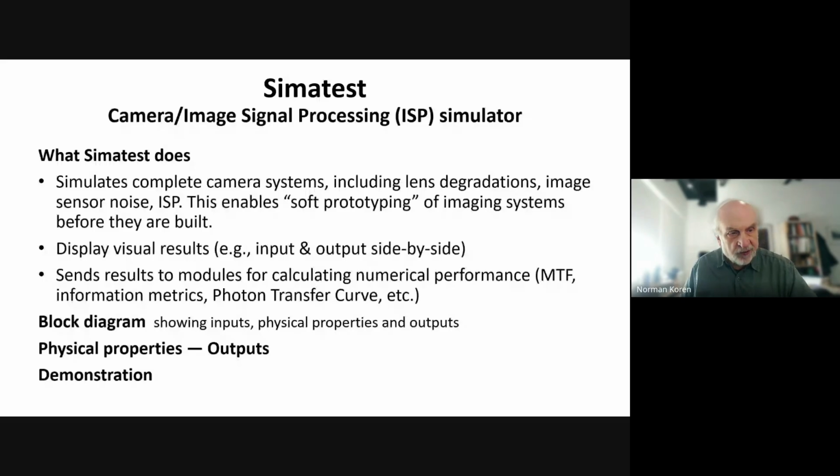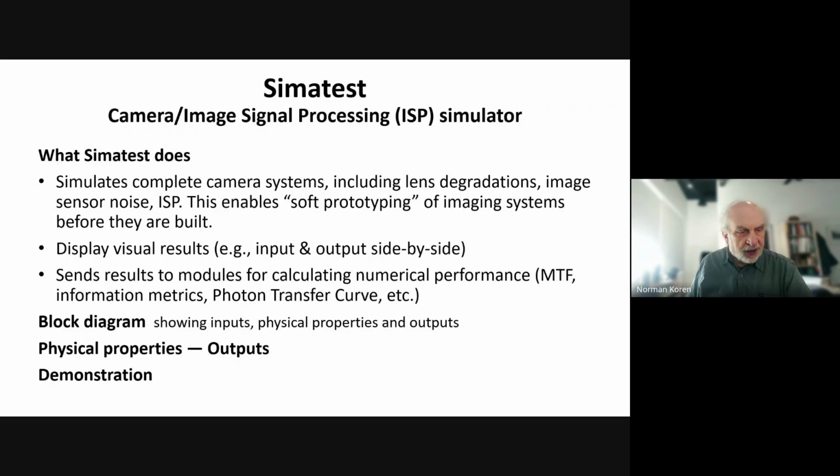Simatest can display visual results, for example, the input and output images side by side enlarged, or it can send results to modules for calculating numerical performance, such as MTF, modulation transfer function, information metrics, photon transfer curve, etc.